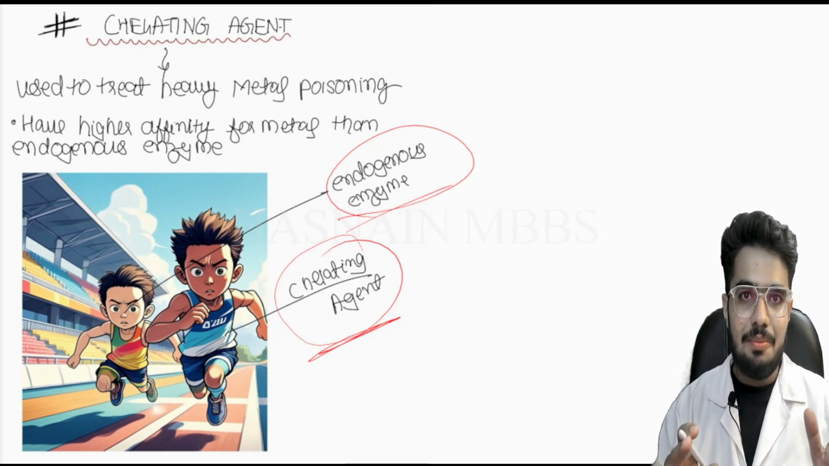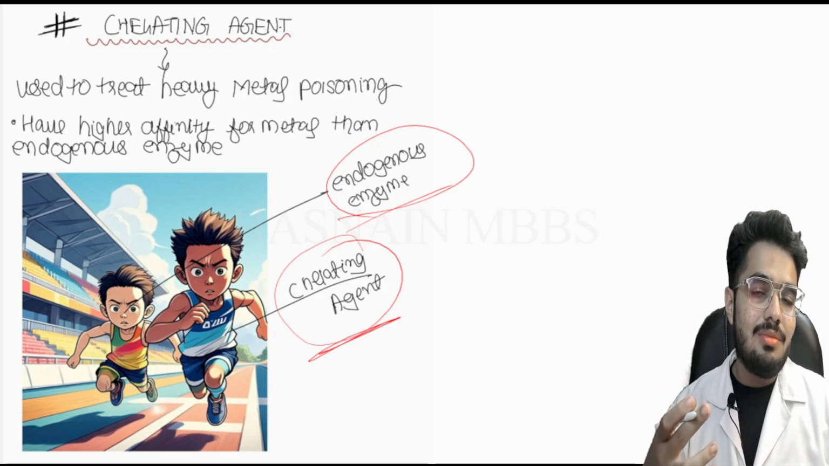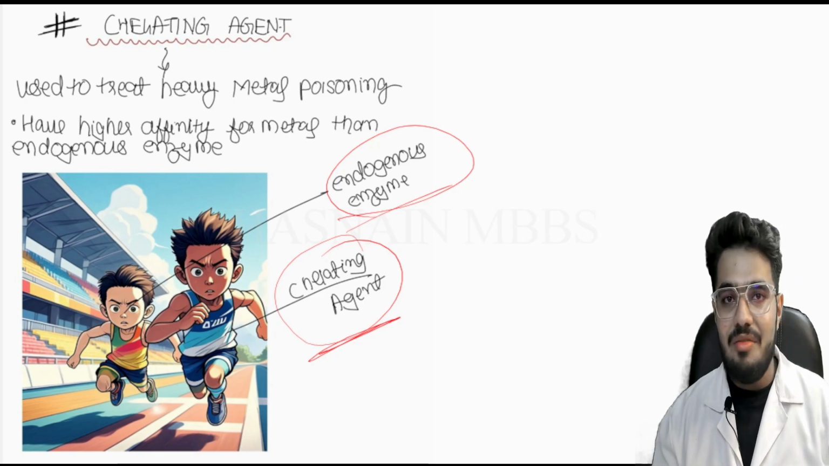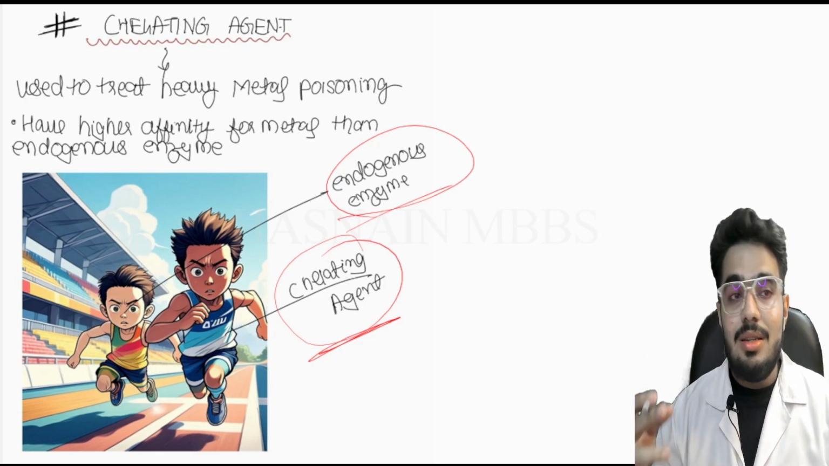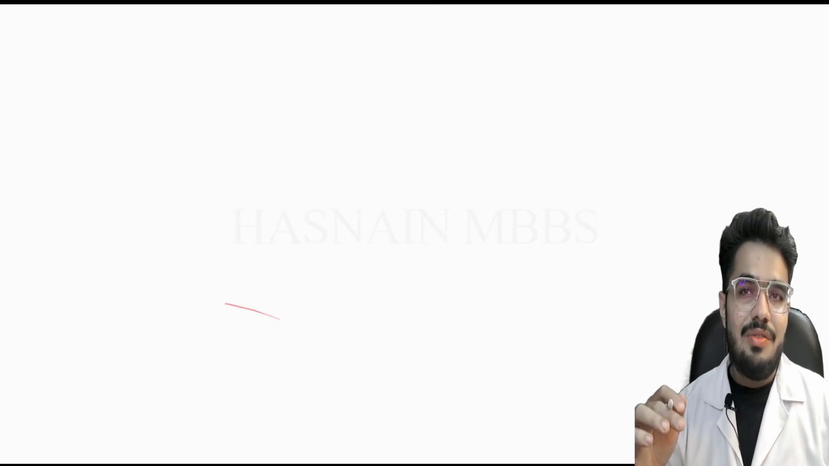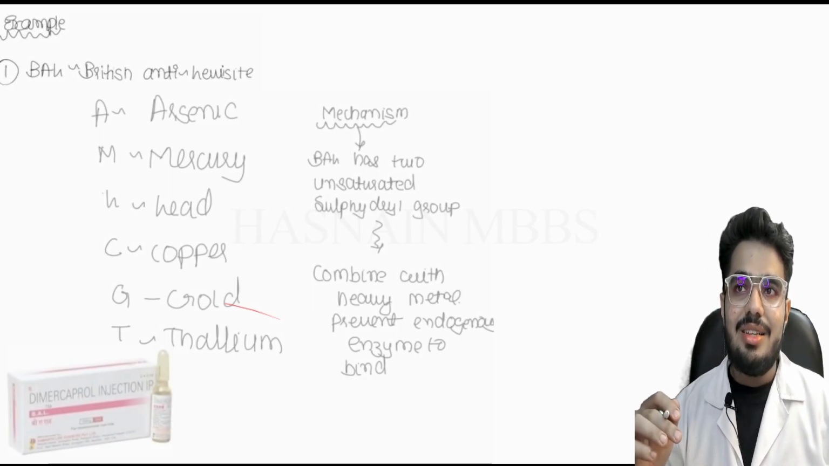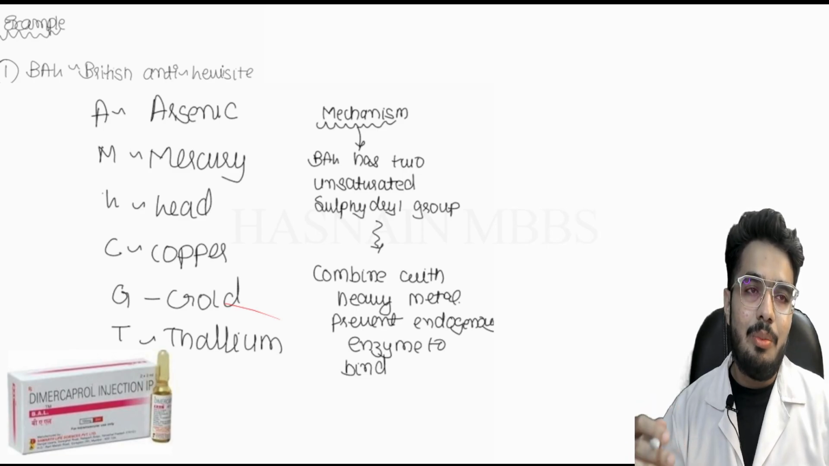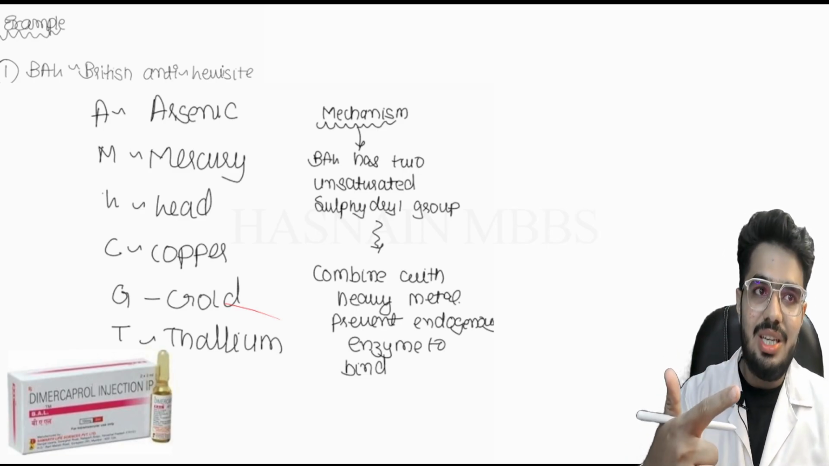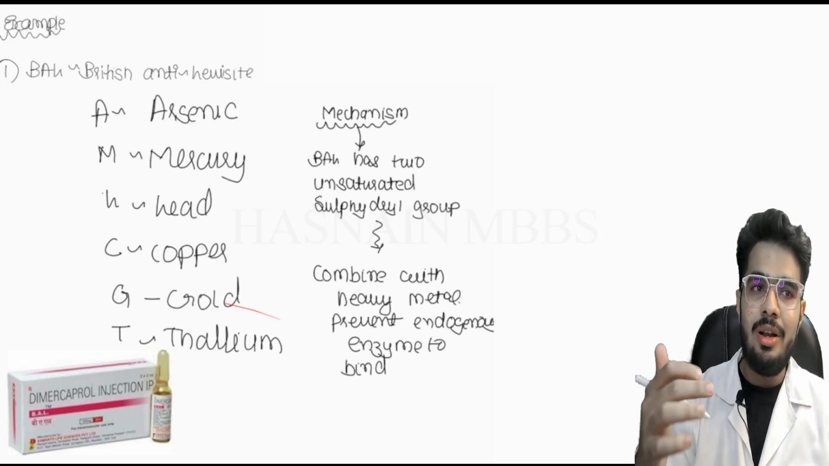I hope you understand. So chelating agents are also helpful in excluding the heavy metal. Let's learn about chelating agents with examples. First we will learn BAL, British anti-lewisite. It is used in poisoning of arsenic, mercury, lead, copper, gold, thallium.